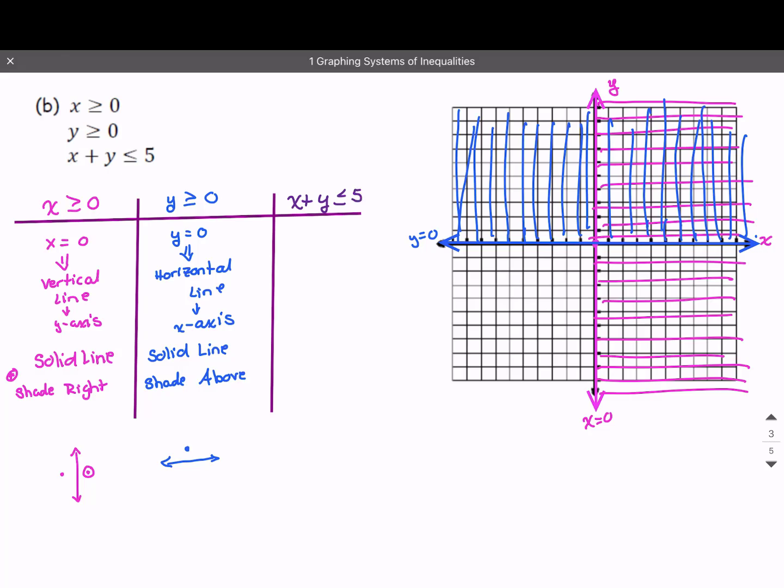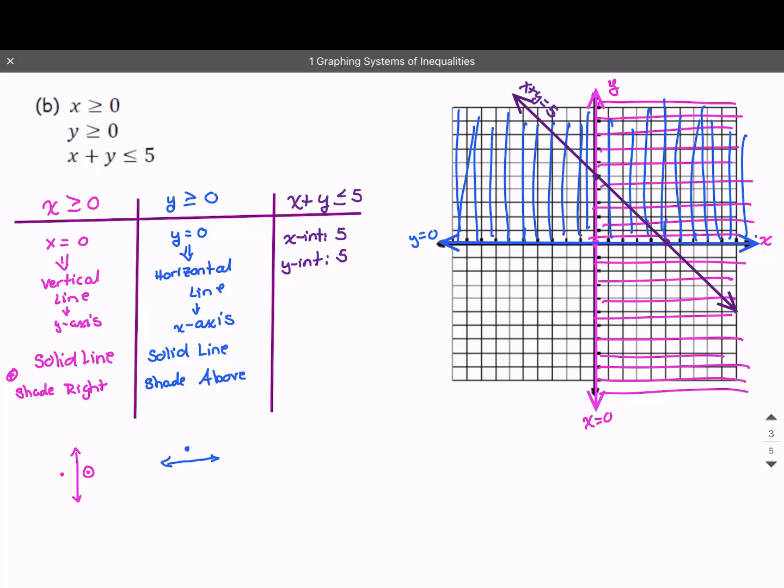If we were to graph the line x plus y equals 5, to find the x-intercept, we let y be 0. So we would have x plus 0 equals 5. The x-intercept is 5, and similarly, the y-intercept is also 5. So we go 1, 2, 3, 4, 5, put a dot. 1, 2, 3, 4, 5, put a dot. Now we're going to get our straight edge and graph. Don't forget to label x plus y equals 5.